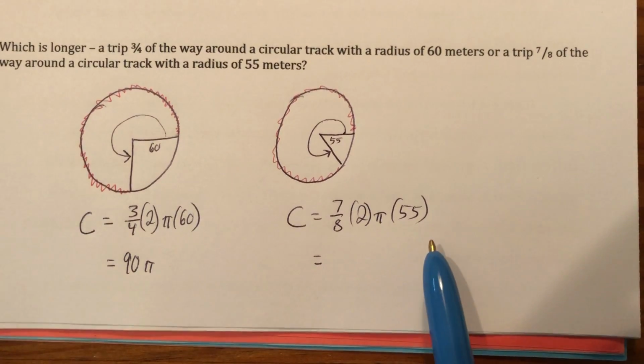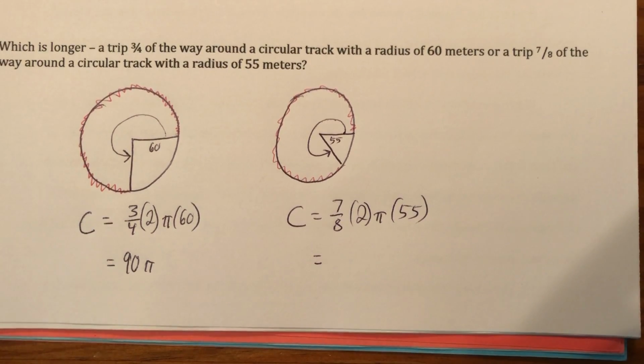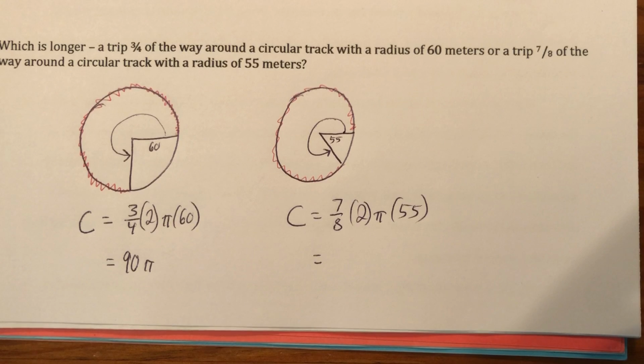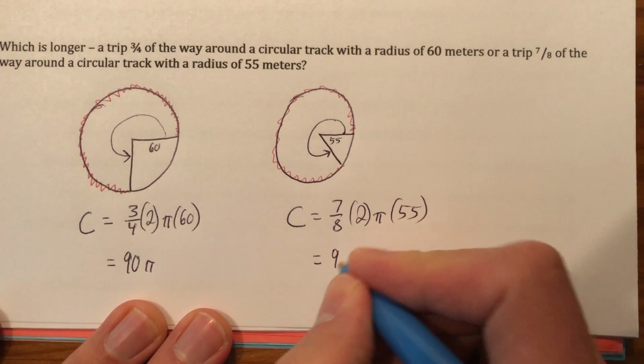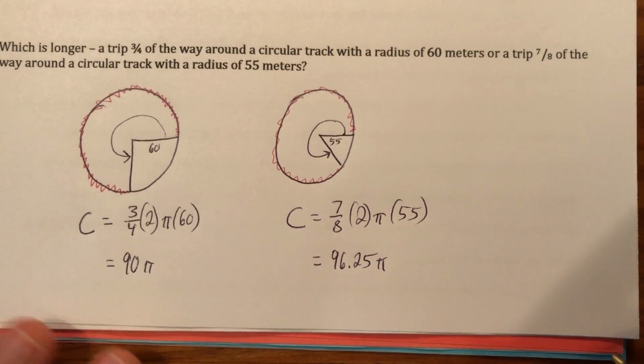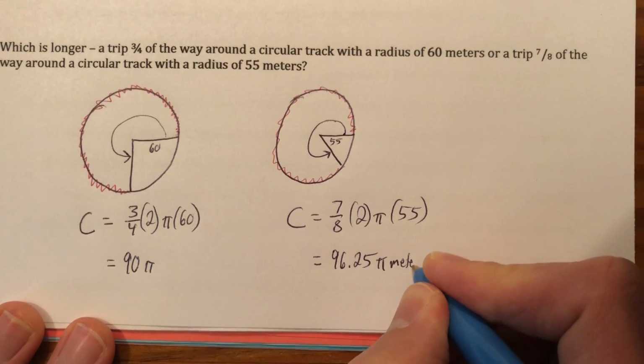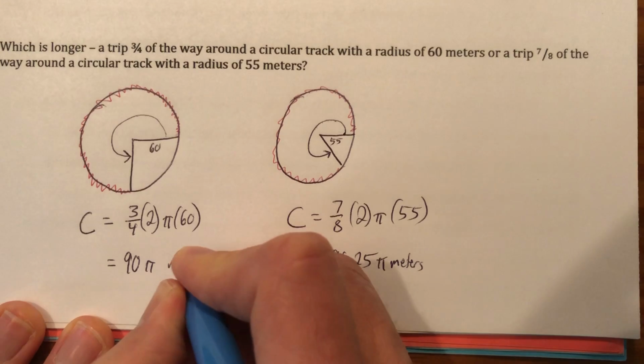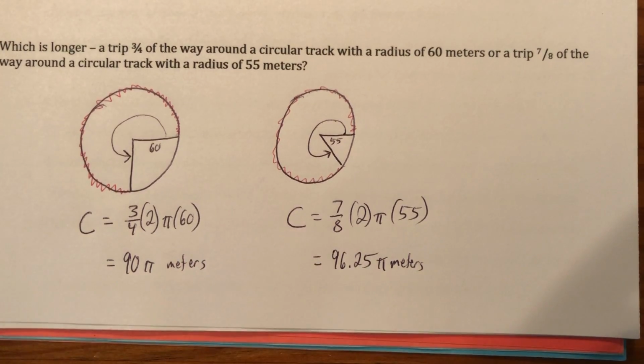So 2 times 55 is 110, 110 divided by 8. And things start getting a little tricky for me there. So I am going to grab a calculator on this one. So 7/8 times 2 times 55, and I get 96.25. So 96.25 pi. And that is in meters. This is also in meters. Now you're probably thinking, well, maybe I don't need to find the actual decimal answer, like multiply by pi if I'm dealing with circumference. No, it was just a mood that hit me, and that's what I did.